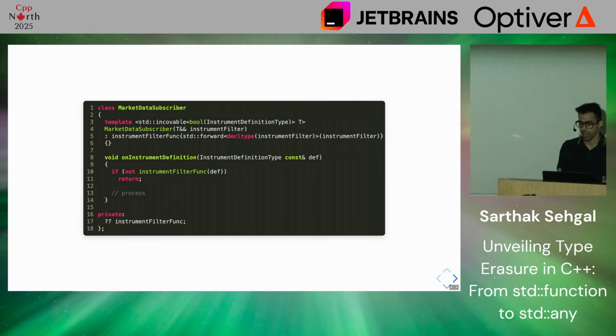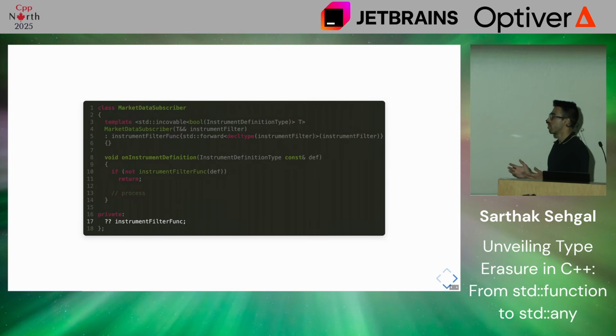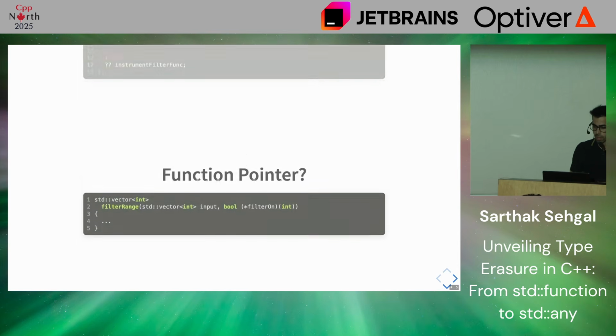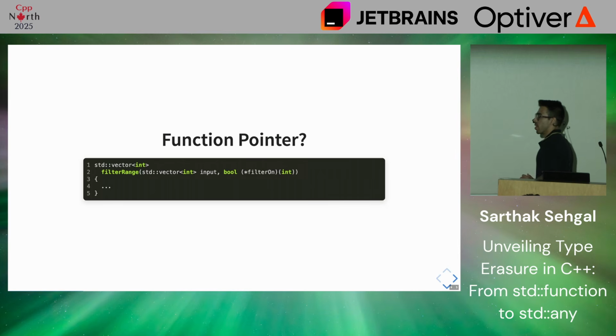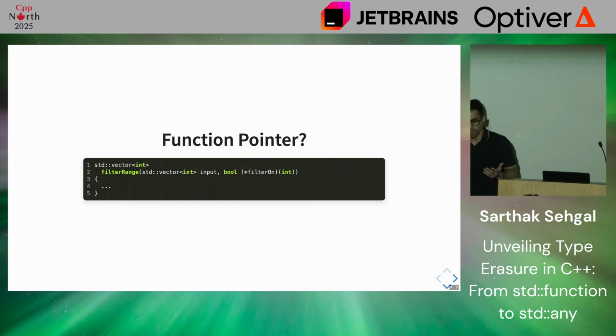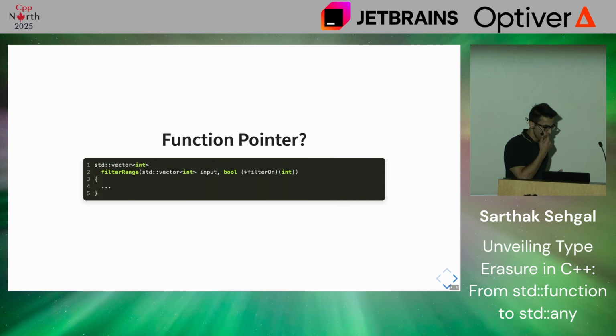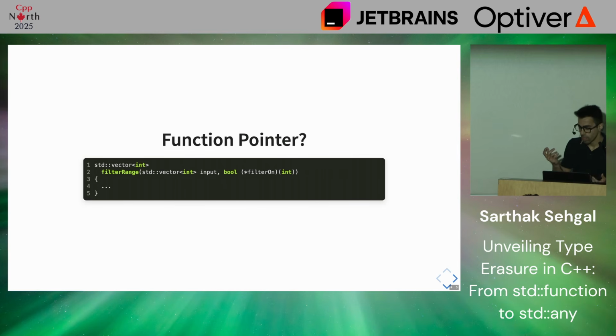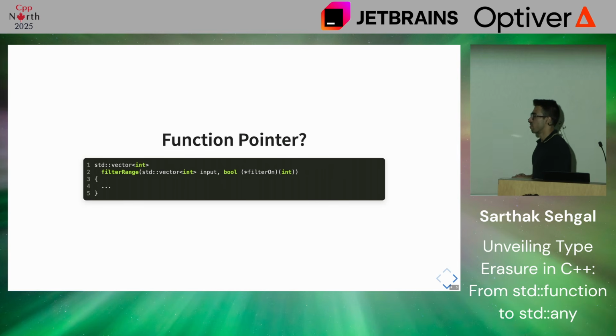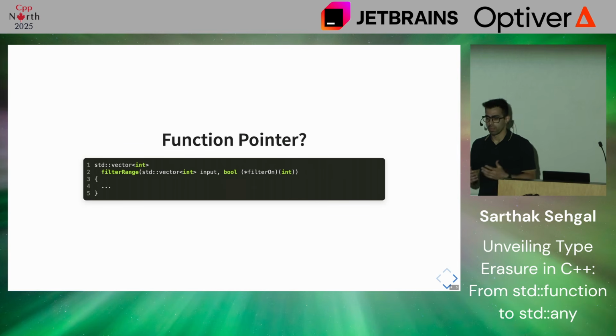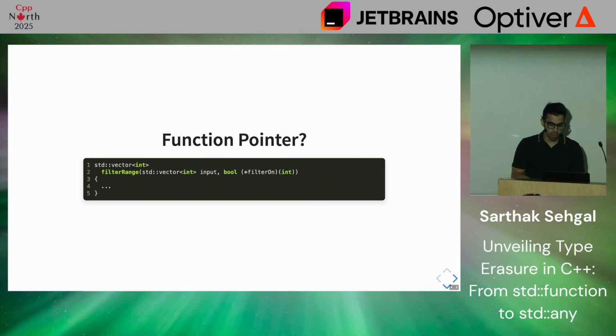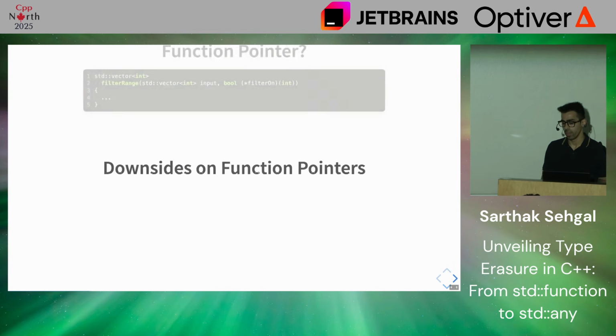Just for the sake of simplicity in this presentation, I've taken the example of this filter range function, but concepts don't work for us in this case. The next thing you might say is, well, why not use good old C-like function pointers? We want the client to be able to pass us a function, we can simply use a function pointer, and we can invoke that function. Function pointers have some clear downsides.